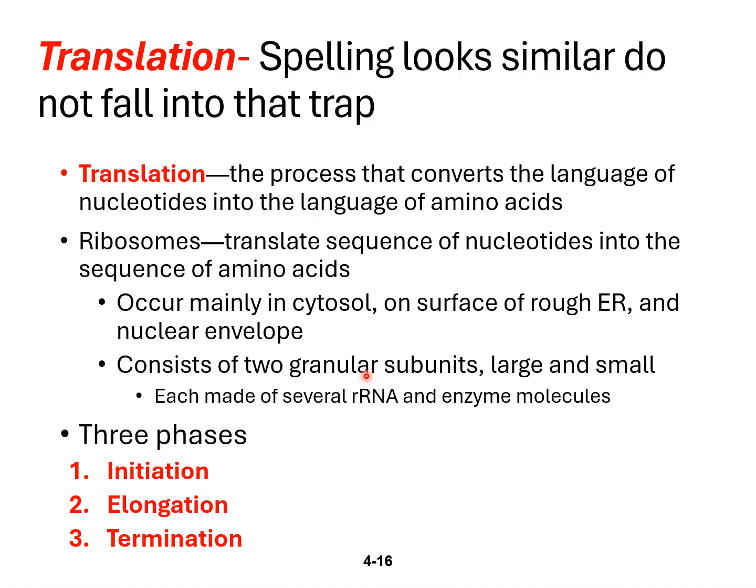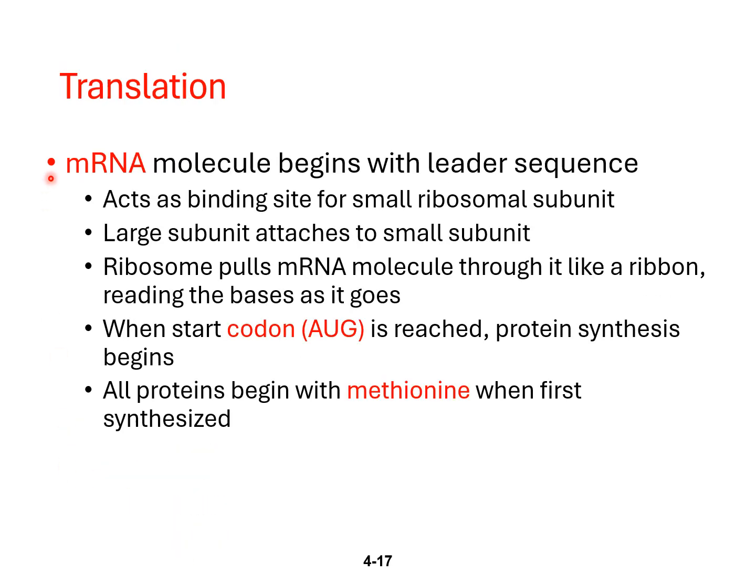We're not going to get into those, but we're going to look at the three phases of RNA translation: initiation, elongation, and then termination. The messenger RNA molecule begins with a leader sequence. It's always going to be a start codon with AUG, though I think there are five recognized start codons.